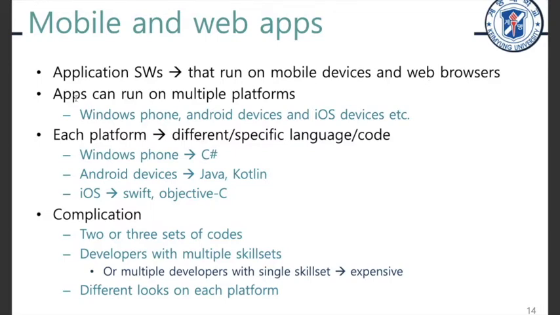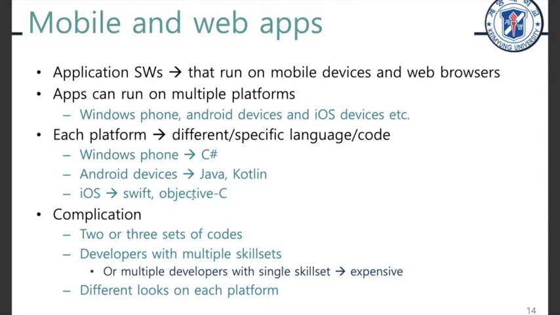And our goal, or our dream, is to build applications that run on multiple platforms. To write an application program for each device or each mobile system, such as Windows, Android, and iOS, in the previous cases, we used different programming languages. For instance, for Windows Phone, we use C#. For Android devices, we use Java. For iOS, we use Swift or Objective-C.